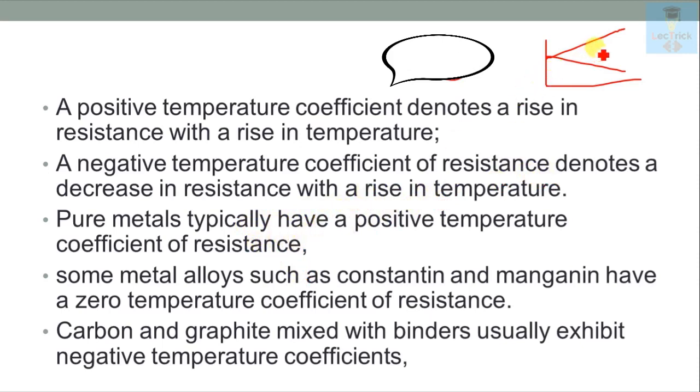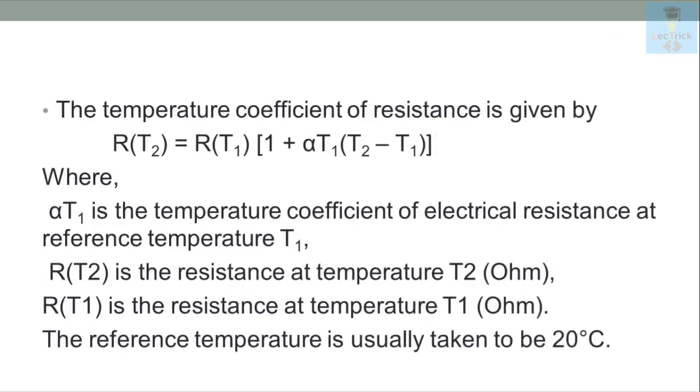Pure metals have a positive temperature coefficient of resistance, and some metals like constantan and manganin have zero temperature coefficient of resistance. That means there is no change. If you increase or decrease the temperature, there is no effect for these elements, so the resistance will remain constant even though you change the temperature. A few elements like carbon and graphite usually exhibit a negative temperature coefficient of resistance.